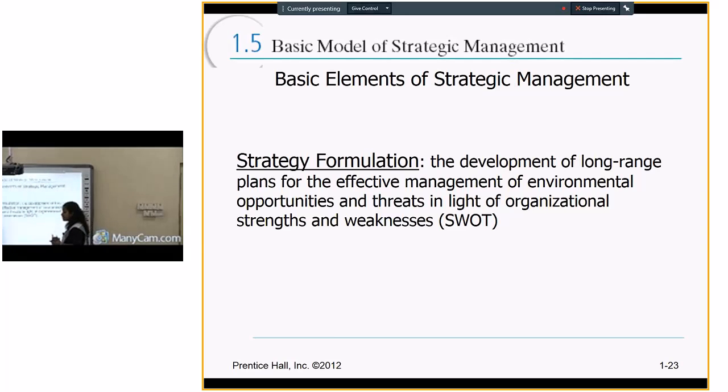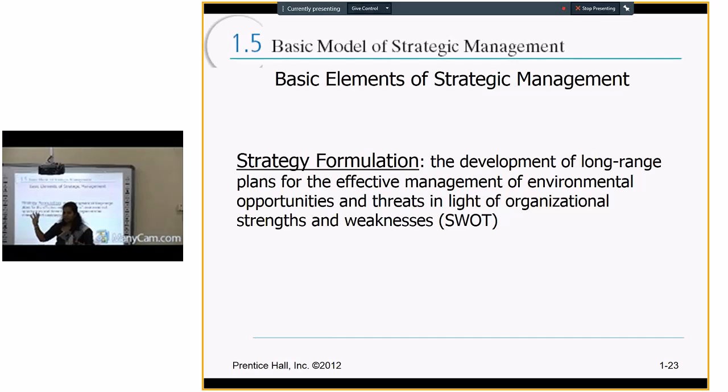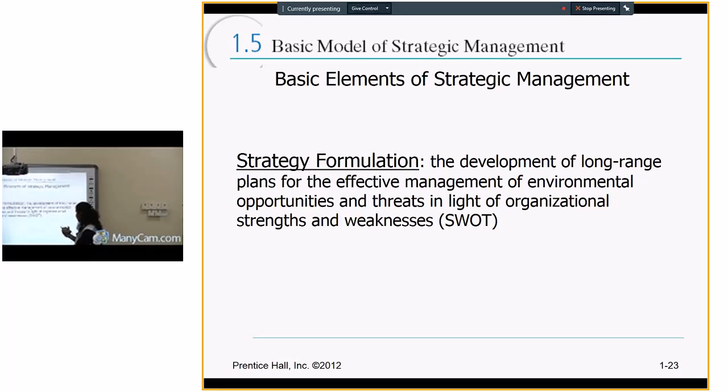As we learned, in this stage, we have done almost all the environmental scanning. We know what is happening inside as well as externally. Then under the formulation step, we develop our long-term planning. Here, the development of long-range plans for the effective management of environmental opportunities and threats in light of organizational strengths and weaknesses. Since we have done proper environmental analysis in the previous stage, with that we are able to make the long-term plans. That is what they have highlighted: development of long-term plans for the effective management of environmental opportunities and threats in light of organizational strengths and weaknesses.